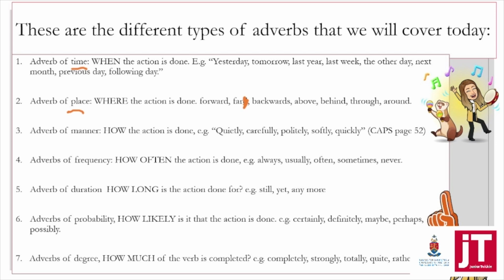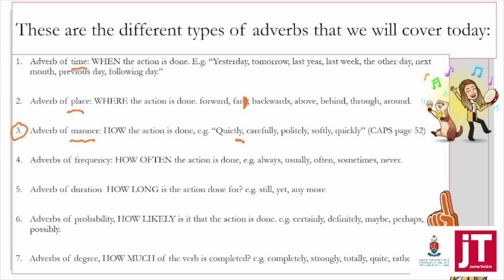Okay, adverb of manner, how the action is done. This is the classic adverb that we know very well. It often ends with an ly, okay, but not always. So it's how the hippopotamus walks compared to how the leopard walks, okay? Quietly, carefully, politely, softly, quickly. Then we move on to more tricky adverbs, but they're okay once you wrap your head around them. And I must say, we are going to be unpacking these in a bit more detail now. But anyway, let's just quickly go through them.